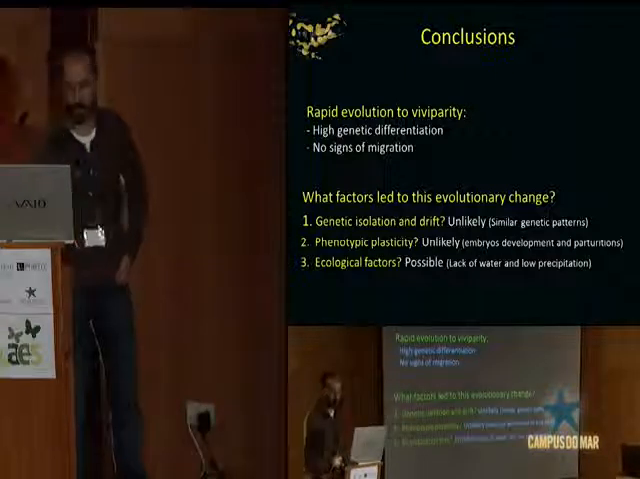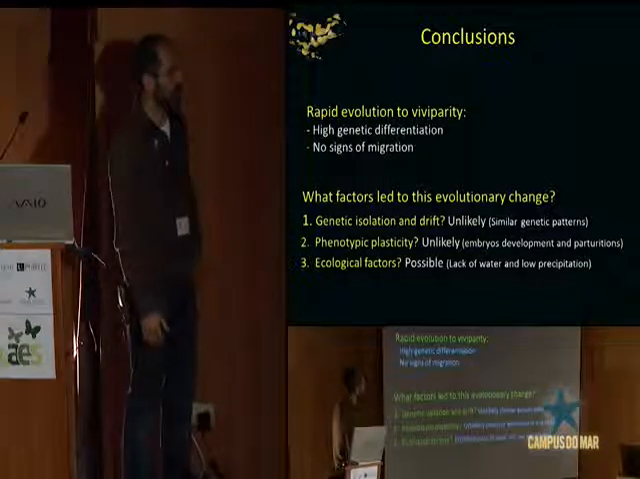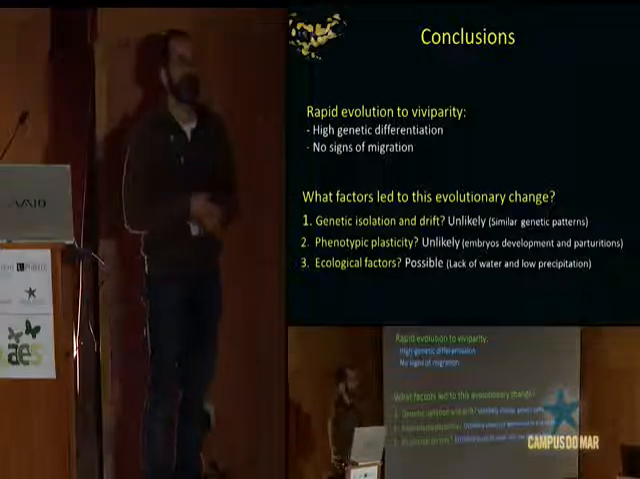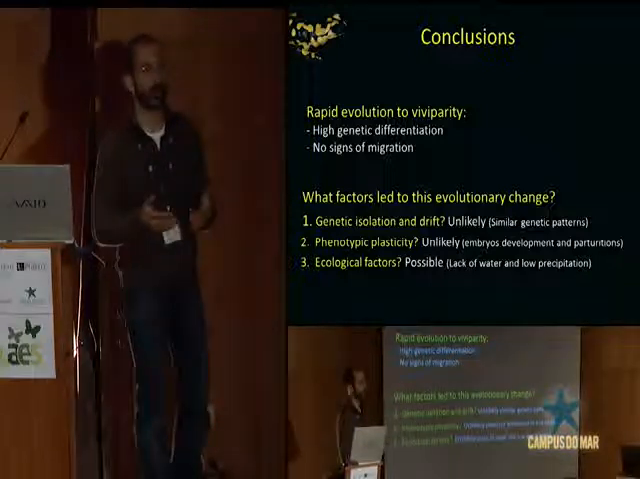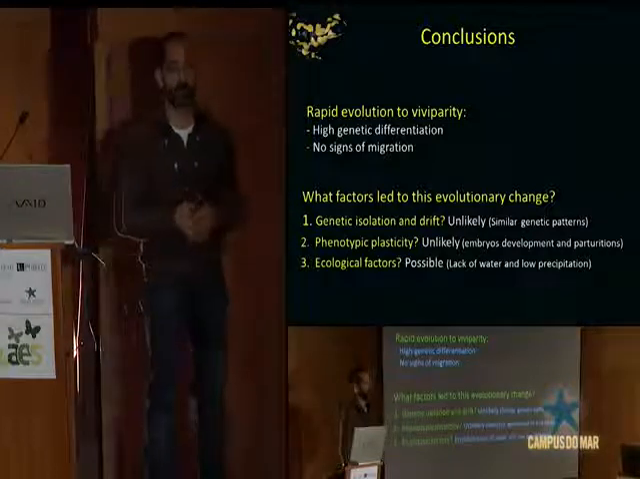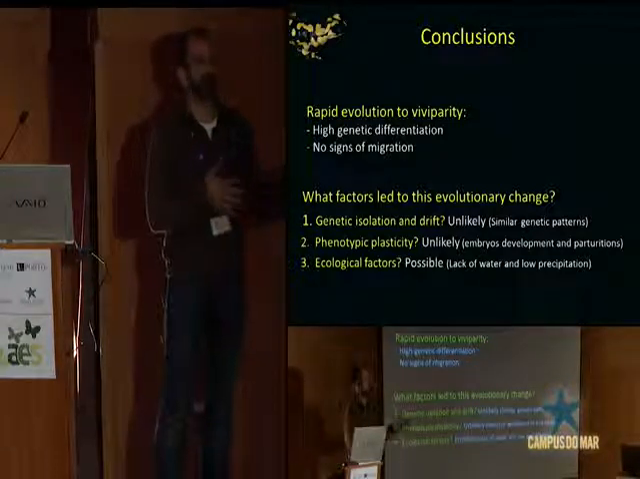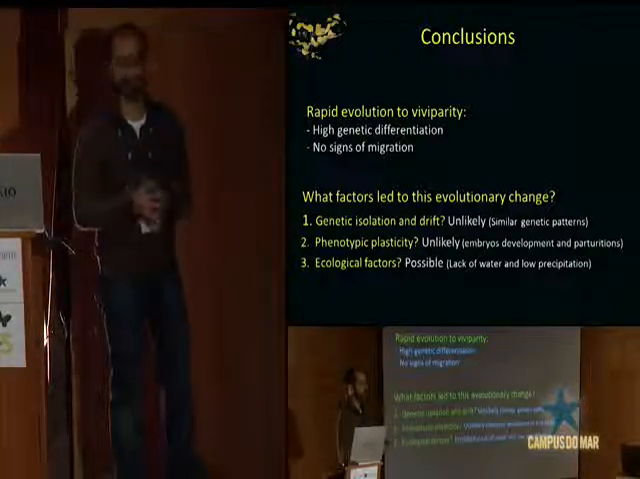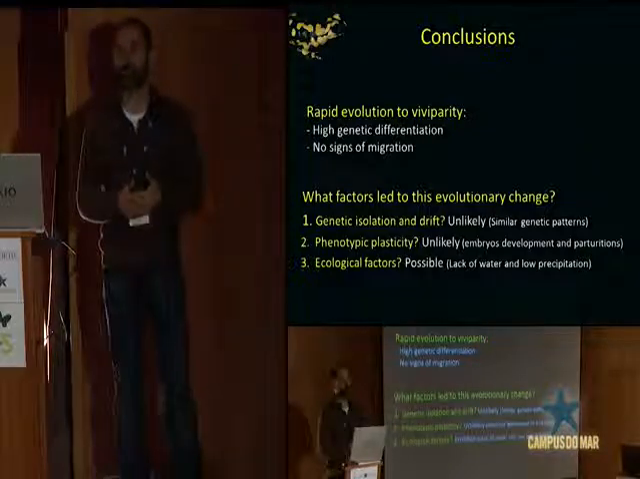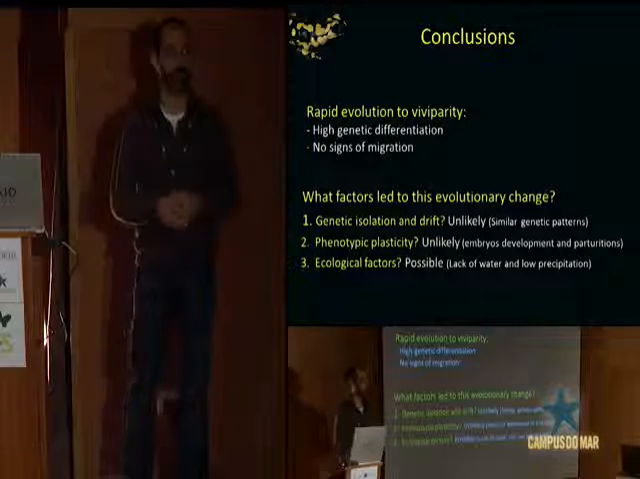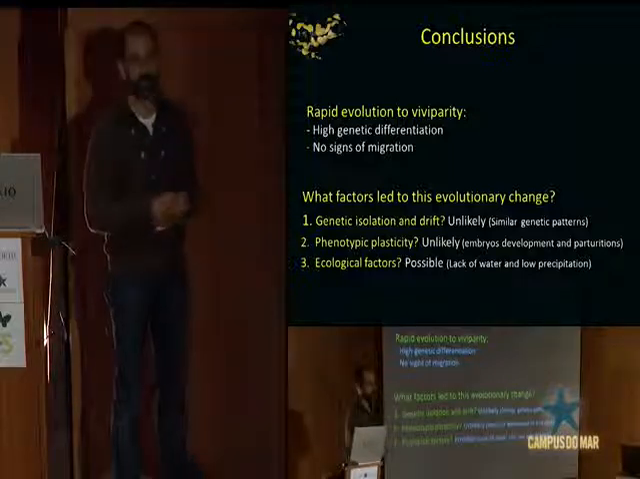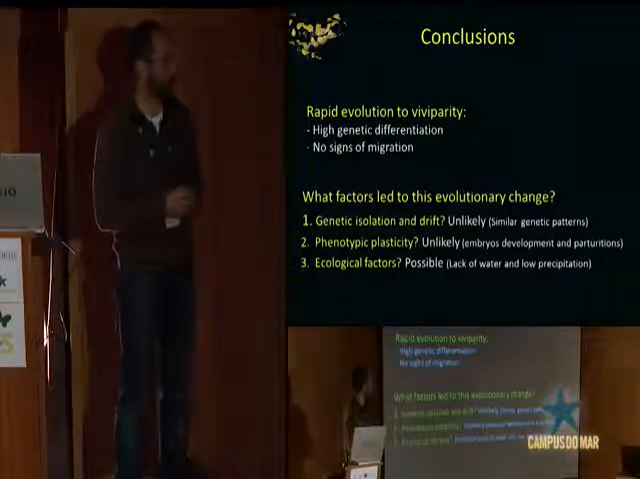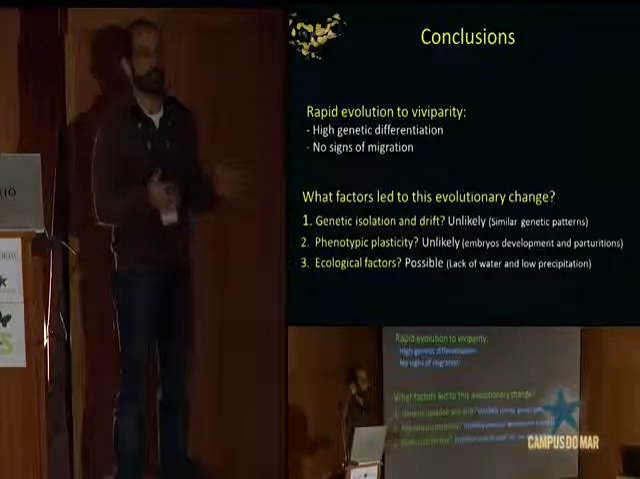And the third possibility is the ecological factors. This could be quite possible. Actually, the lack of water and low precipitation would force salamanders to struggle and to adapt to dry conditions. These islands are drier compared to the mainland, and on one of the islands there is a lack of water. This is because two decades ago there was a eucalyptus plantation on the island, so the water is now desiccated because of this plantation. But this is very recent. So this could be one obvious possibility.